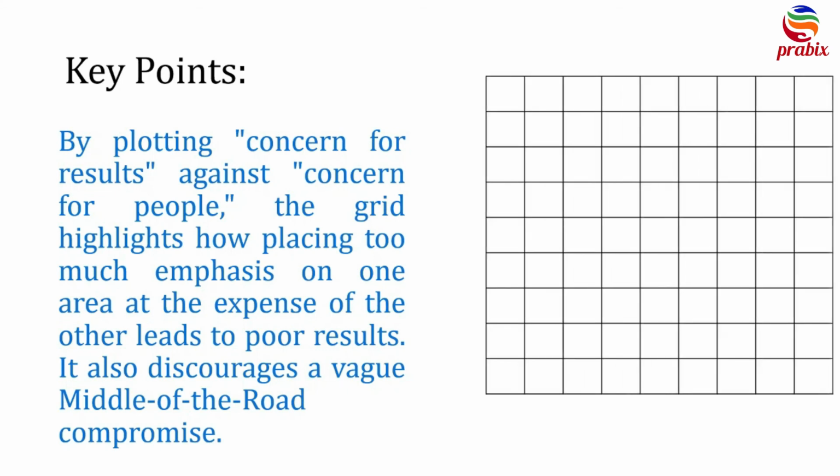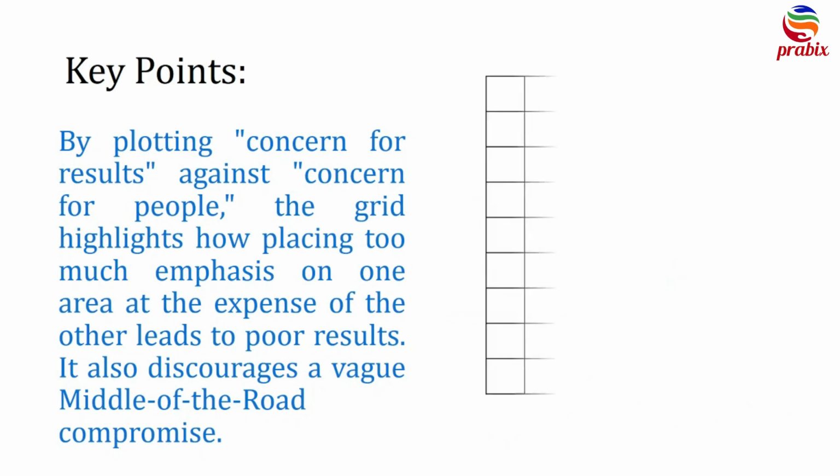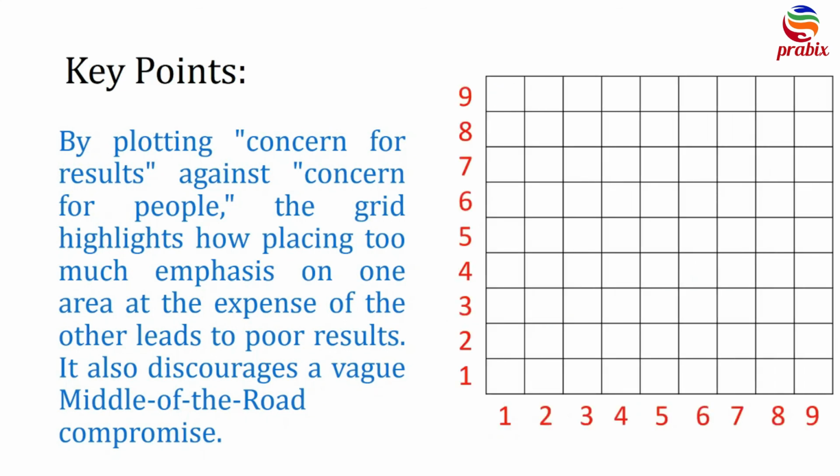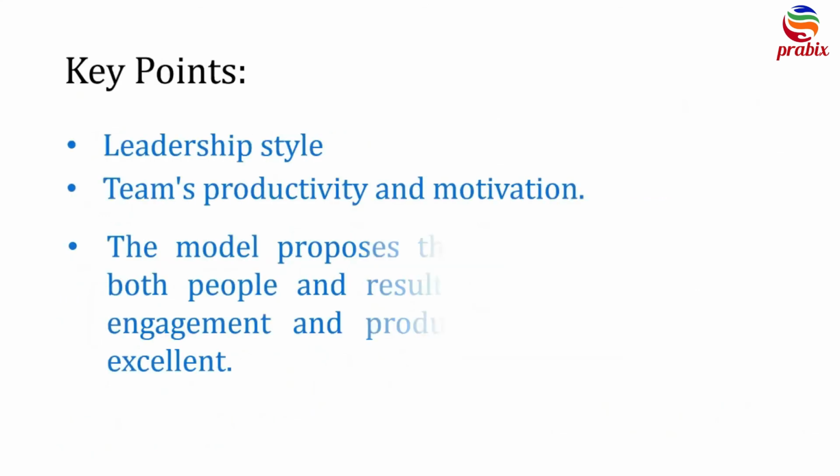Key points are: the Blake-Mouton managerial grid helps you to think about your leadership style and its effects on your team's productivity and motivation. By plotting concern for results against concern for people, the grid highlights how placing too much emphasis on one area at the expense of the other leads to poor results. It also discourages a vague middle-of-the-road compromise.